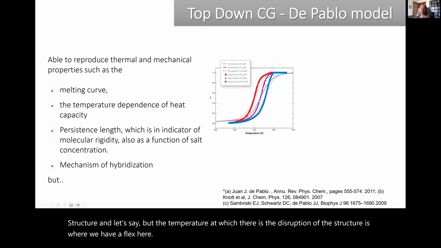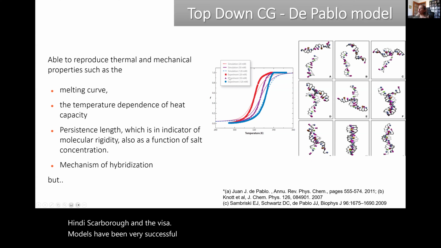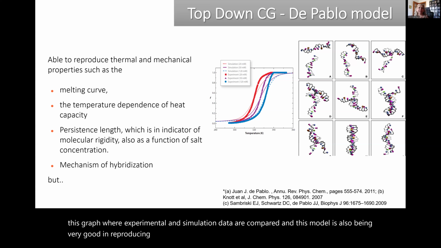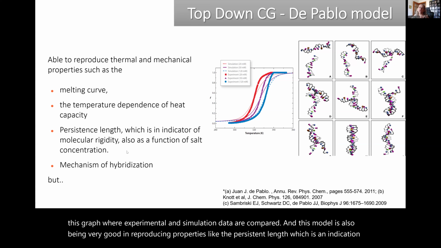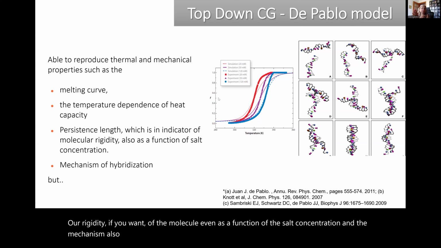And these models have been very successful in reproducing this temperature, as it's shown in this graph, where experimental and simulation data are compared. And this model has also been very good in reproducing properties like the persistence length, which is an indication of the flexibility or rigidity, if you want, of the molecule, even as a function of the salt concentration, and the mechanism also of hybridization when two chains form a structure.